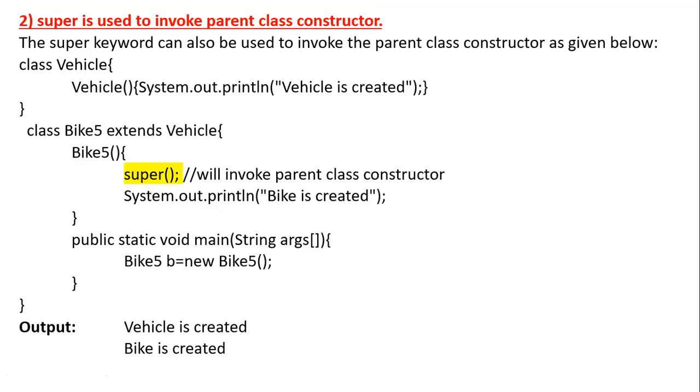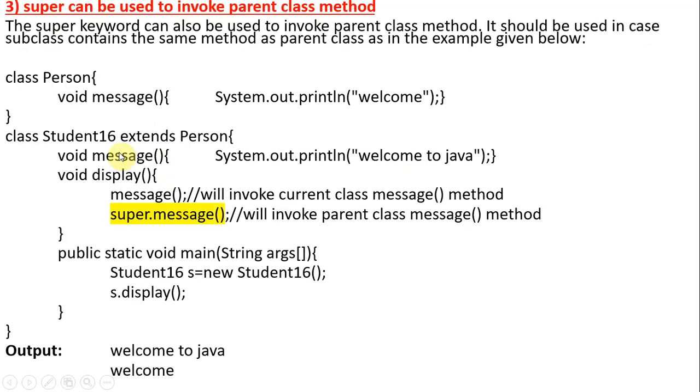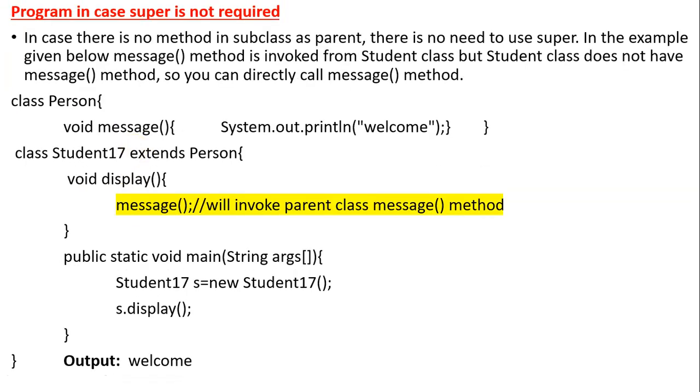The super keyword is required whenever the superclass and subclass have the same variable names or the same method names; then you have to use super. Otherwise, here in the superclass we have a message, but in the subclass we don't have any message, so we can directly call that message. This is the way we can avoid the usage of super. So what is the use of super? Basically, to represent the immediate parent class's instance variables, constructor, and methods.